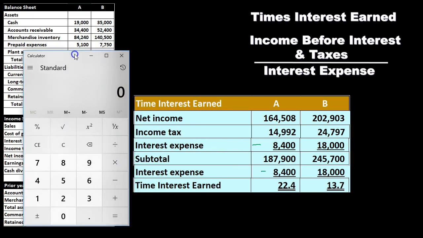13.7. So going through these calculations one more time, we got the net income 164,508 plus the income tax 14,992 plus the 8,400 interest expense. That gives us the income before interest and taxes of 187.9. Then we're going to divide that by the interest expense, the 8,400. We get 22.4 and 13.7. That means that we can pay over the interest expense 22 times with the income before interest and taxes. The higher this number, the better for the creditor, because they feel more safe that they're actually going to get the minimum return on their investment, the interest, the rent on the money, the interest on the loan.